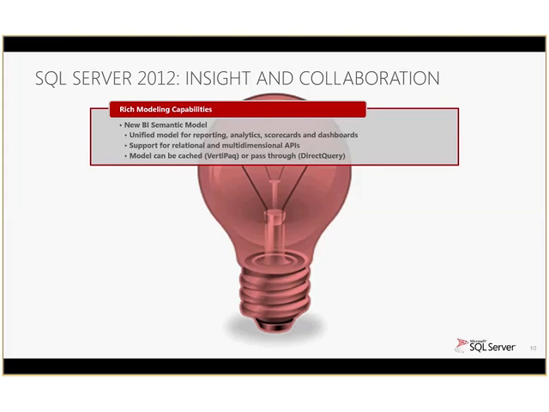Insight and collaboration: we get a new BI semantic model. The old report model went away. That only worked in Reporting Services and mostly with Report Builder. That's gone. It's been replaced by this new BI semantic model, which is a unified data model for all the things that we're going to be using: Reporting Services, reporting in Excel, analytics in Excel, Analysis Services, and PerformancePoint scorecards and dashboards and PerformancePoint Services. One unified model. We'll talk more about that when we look at the Analysis Services pieces.